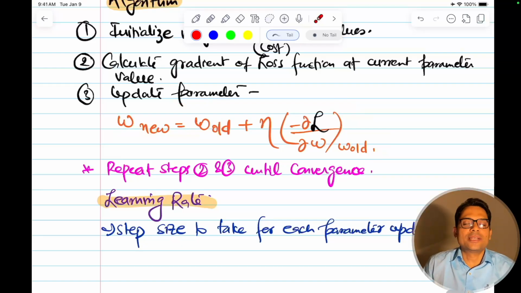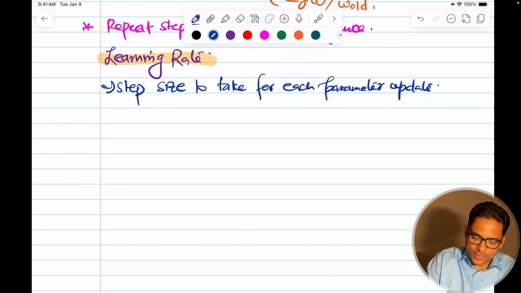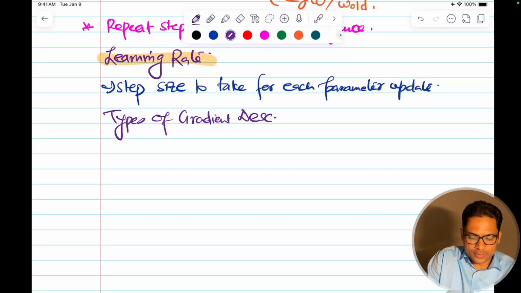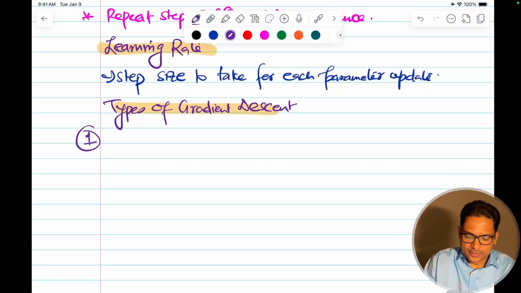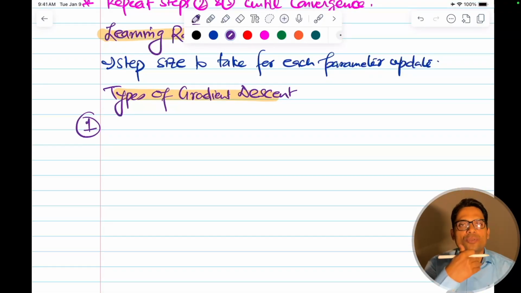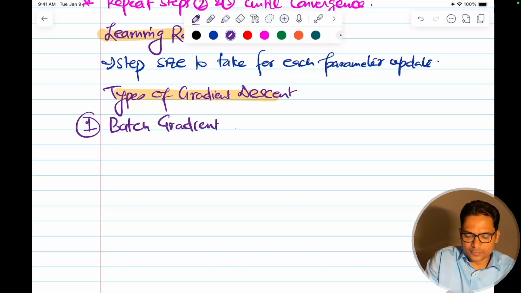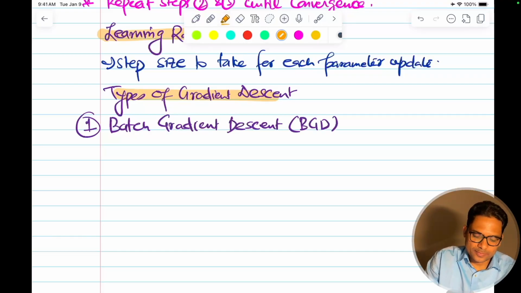Now if this is clear, gradient descent, learning rate, the algorithm is clear. Now let's move to the types of gradient descent, which is important. There are 3 types of gradient descent that are popular. The first one is batch gradient descent, then stochastic gradient descent or random gradient descent, and the third one is mini batch gradient descent. I'll go with the first one first, batch gradient descent, BGD for short. So what happens here?